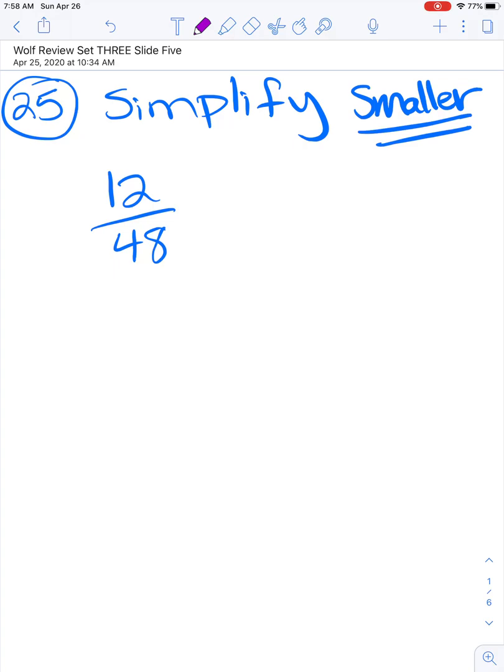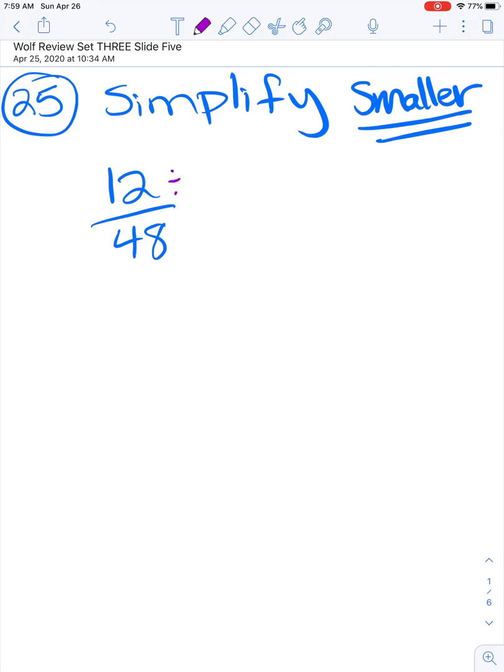So what we could do is we could list the factors for both and find the highest common factor and divide by that. We could also look and say that 12 and 48 are both even, and what number goes into even numbers? Well, 2 does. So we could simply just divide by 2, and whatever we do to the bottom, we do to the top. And when I do that, I get 6/24. That did make it smaller. It did not make it to its simplest form, meaning its smallest form.